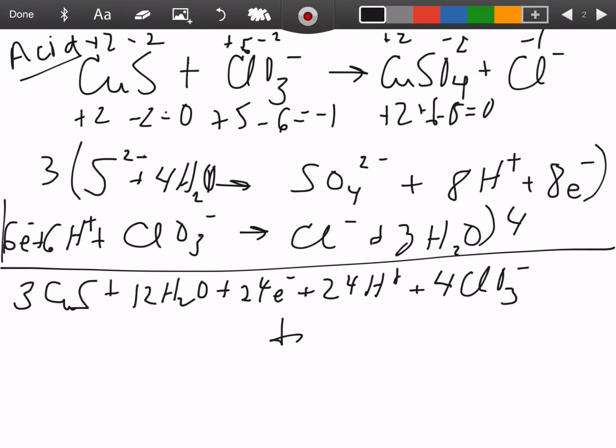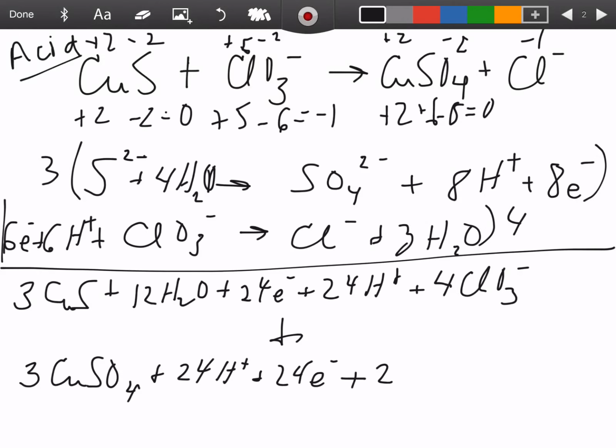My products: I've got 3 CuSO4s plus 3 times 8 is 24 protons plus 3 times 8 is 24 electrons. I'm looking at the products here, sorry. 4 times 1 is 4 chlorides, Cl minuses. And then lastly, 4 times 3 is 12 waters.